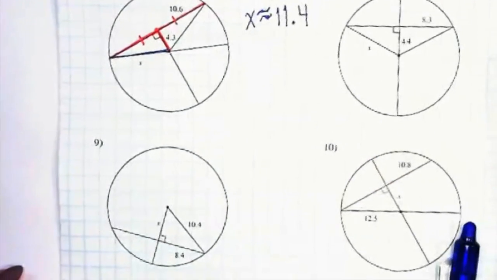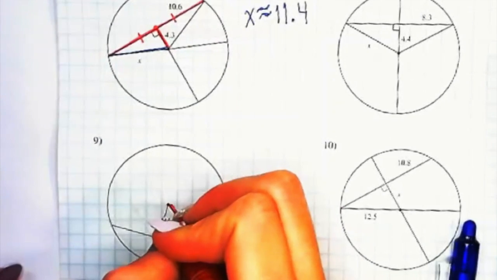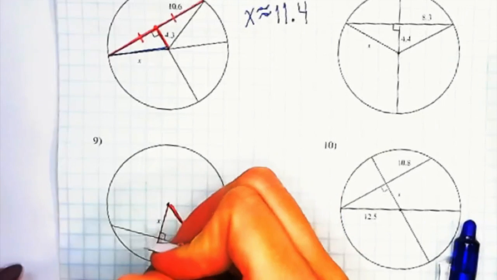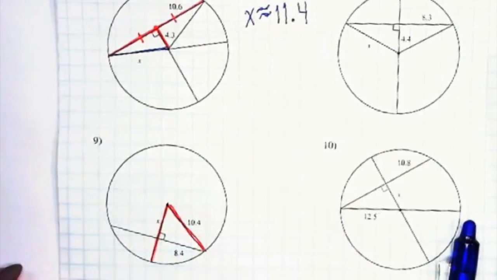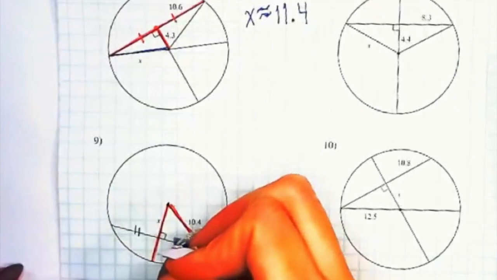Number 9. This time we have the radius of 10.4. That's connecting the center to the circumference. And if that piece is 10.4, then so is this piece right here. Now I have this perpendicular segment. That means it must be bisecting this segment.